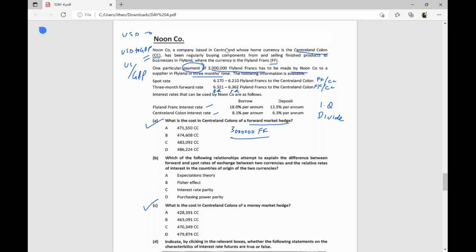In a forward exchange contract, we need the forward rate. What is the forward buying rate? 6.321. The lower rate is the buying rate. The answer is $474,608 CC.